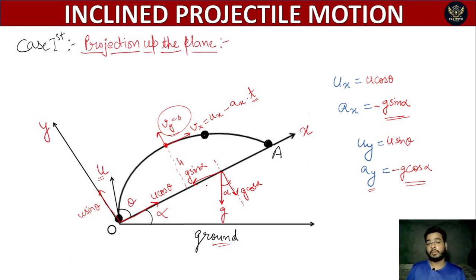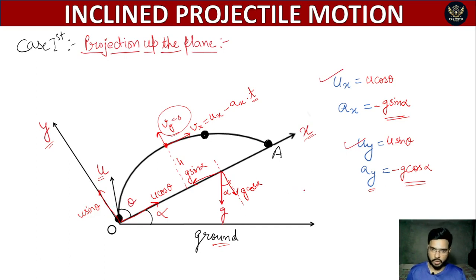First of all, let us define the axes. This one is the x axis and this one is the y axis. Now we know that the initial velocity of this object is u, and u makes an angle theta with this surface, with x. Resolving u into u cos theta and u sin theta, our ux becomes u cos theta and our uy becomes u sin theta.